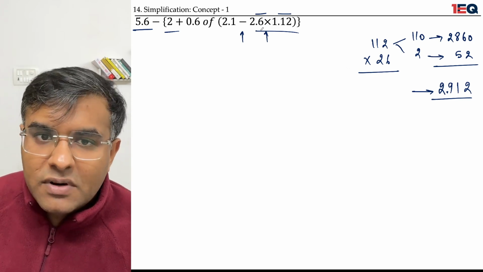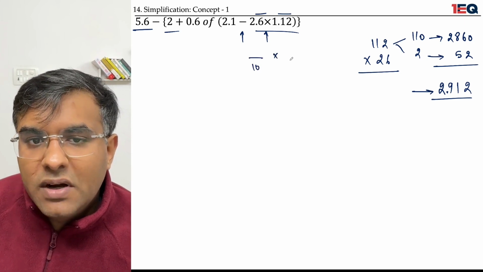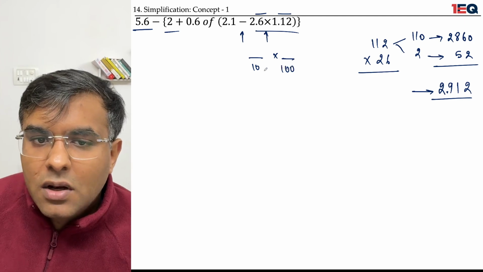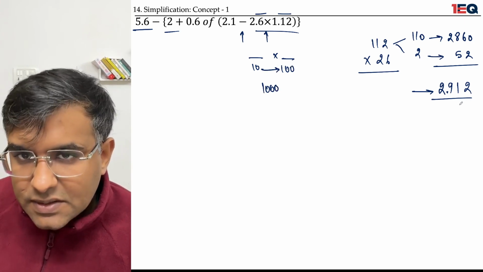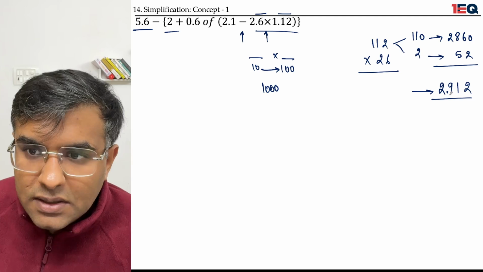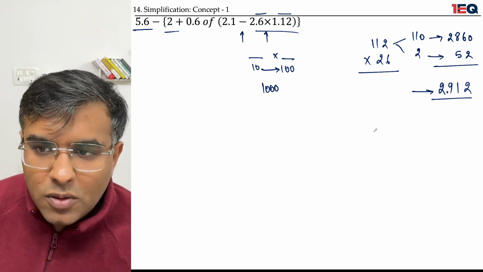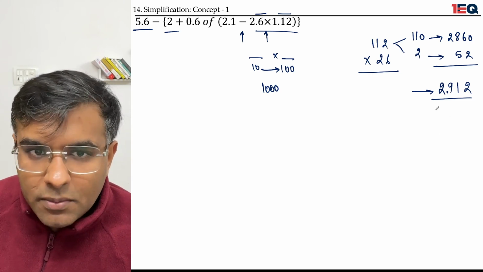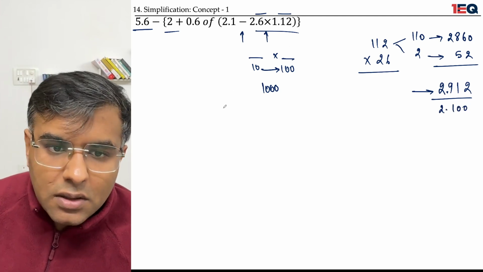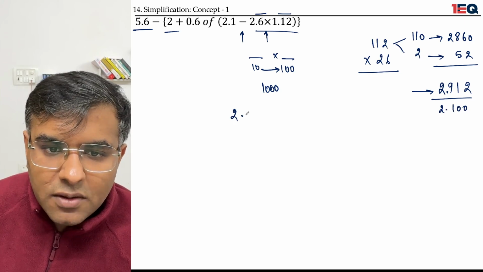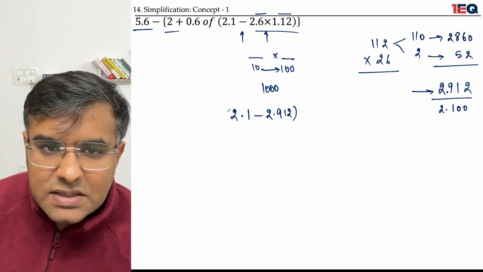Or I would rather say that 26 divided by 10 multiplied by 112 divided by 100. Now these two get along to make 1000, and the 1000 represents a decimal. Okay, so 2.912 is the output of this small portion. I'll preemptively solve it for 2.1 minus as well. I'll just show you what I have done. 2.1 minus 2.912 was my next step.